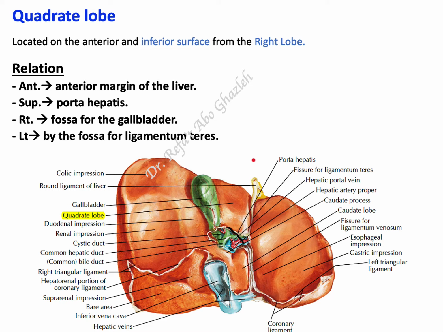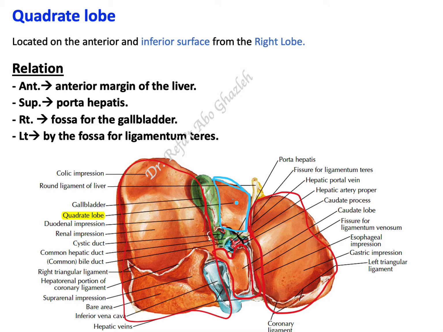So finally, we finished the right lobe, and we talked also about the left lobe, and we finished posteriorly the caudate lobe. Now what else? Now we have lastly the quadrangular shape lobe, which is called the quadrate lobe, right? This lobe is located anteriorly, not posteriorly.